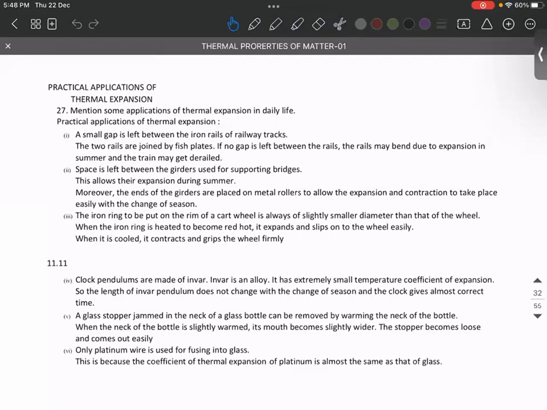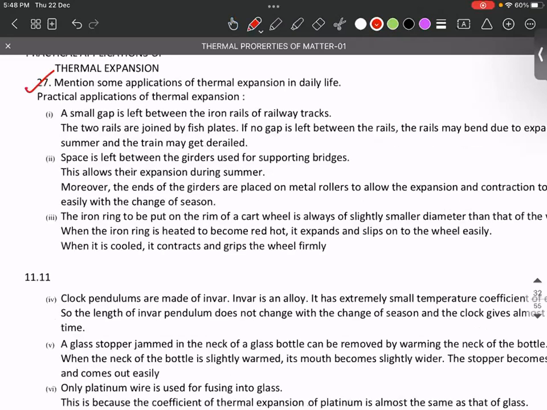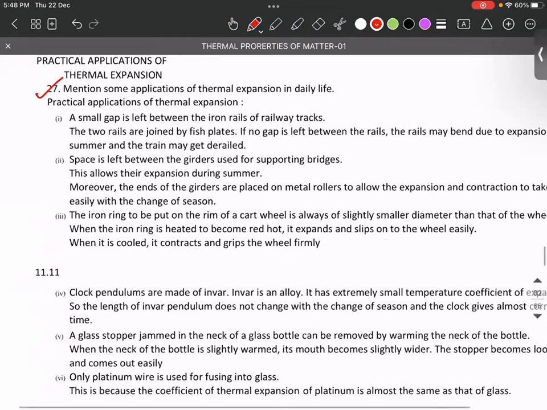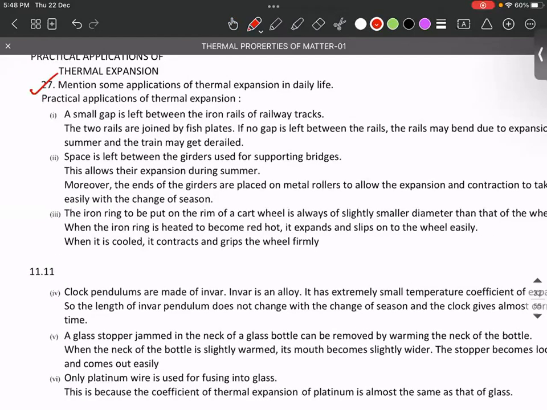Right. So last time we saw the thermal expansion of solids. So in this, if you see some real-time applications of this thermal expansion of solids on a daily basis, I'll explain this part, then we'll go to the calorimetry.